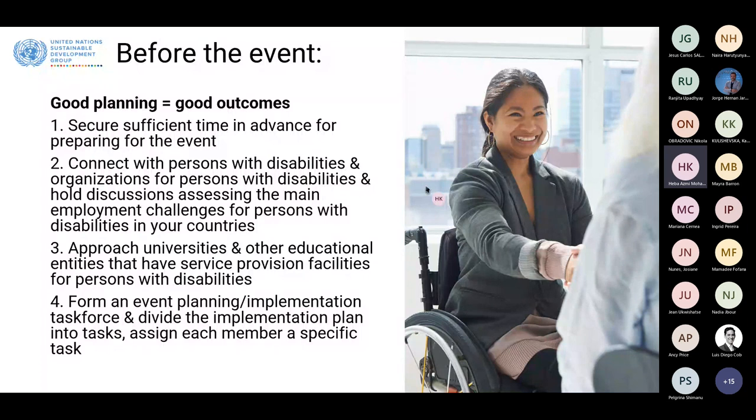We have to form an event planning and implementation task force and divide the implementation plan into tasks, and assign each member of this task force a specific task, so that we would be able to track which steps are done and which steps still need to be implemented.